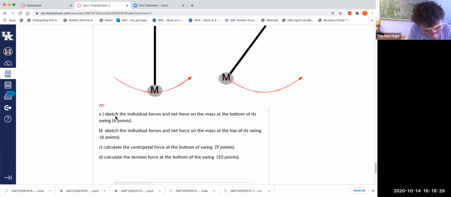So this first part of the problem says, sketch the individual forces and the net force on the mass at the bottom of its swing and the top of its swing. So here's, this one is the top.